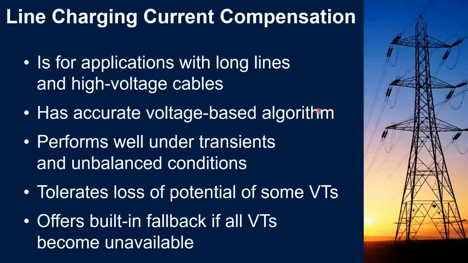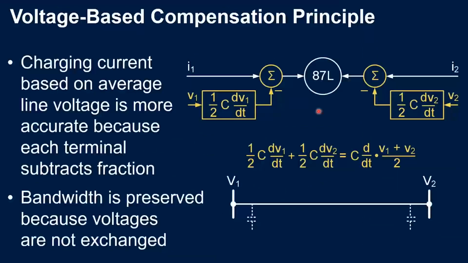We'll see in detail how it's done, but basically what we do is to calculate that charging current and subtract it from the actual current that the relay is reading, okay? So the charging current calculation is based on the average line voltage. This is more accurate because each terminal subtracts a fraction of the charging current. The bandwidth is preserved because here we don't need to exchange voltages through the communication channel, okay?